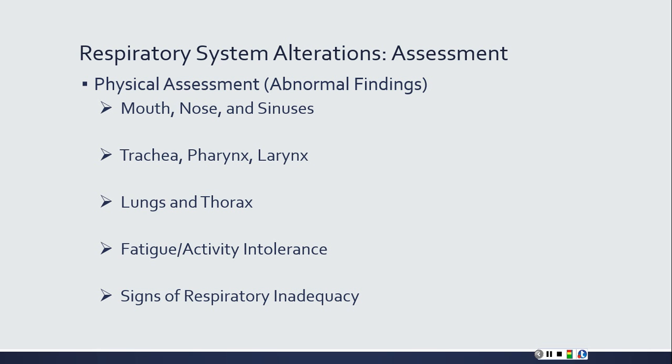Also auscultation. What's important about auscultation? Well, that's the way we can audibly hear any issues that are involved with that inspiration and expiration process, right? Pretty important.